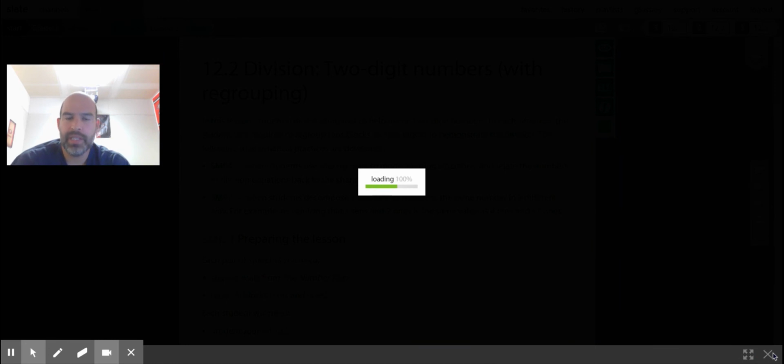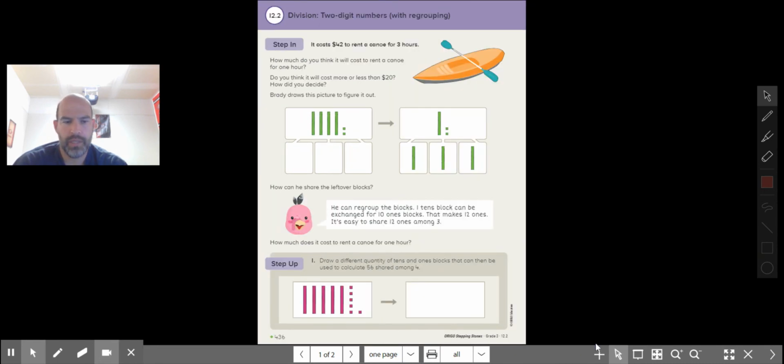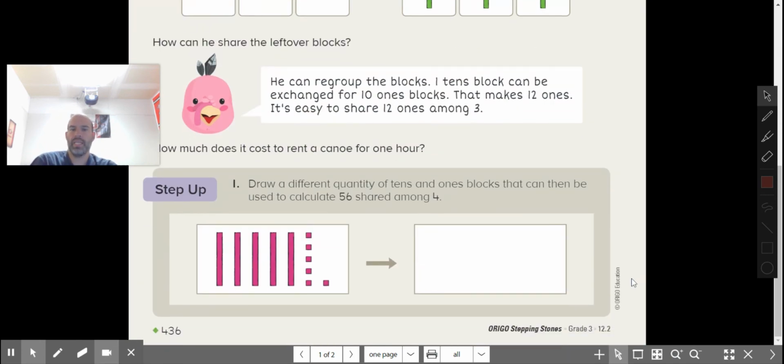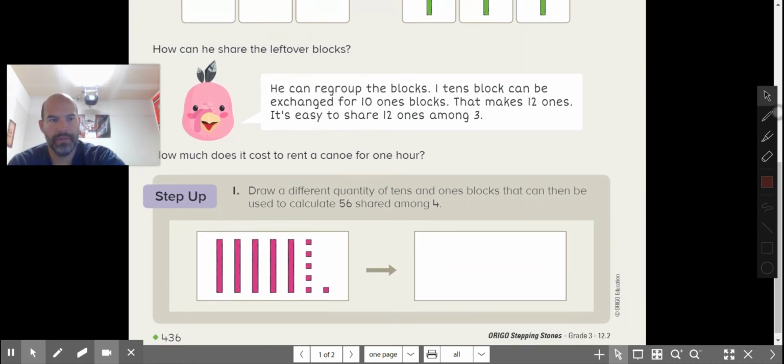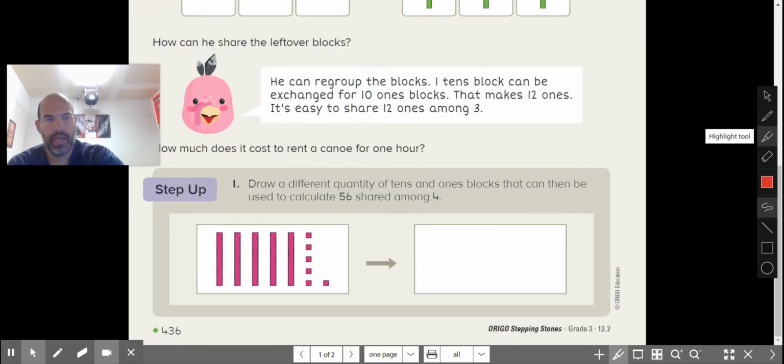Here is our work pages, which you guys have in front of you, and it's asking you to share with groups, right? So let's zoom this in here. Now, look here, it says draw a different quantity of tens and ones that can then be used to calculate 56 shared among four, all right? Let's try this again. Okay, hang on.